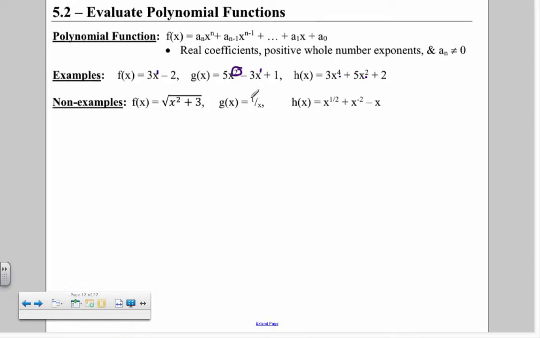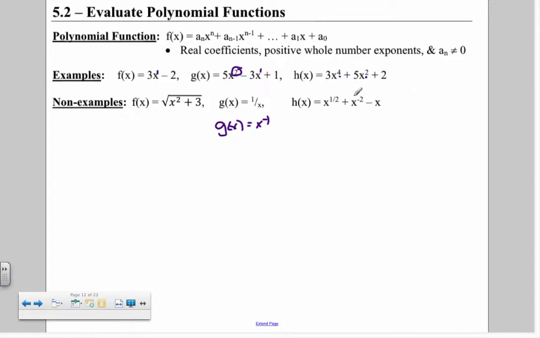Okay? On this one, we have g of x equals 1 over x. Well, we just learned about exponent properties, so I could really write this as g of x equals x to the negative 1. Because remember, like Snoop says, you got to drop it like it's hot when it's negative. So that means if you have an x in the bottom of a fraction, it has a negative exponent, and therefore it's not a polynomial.